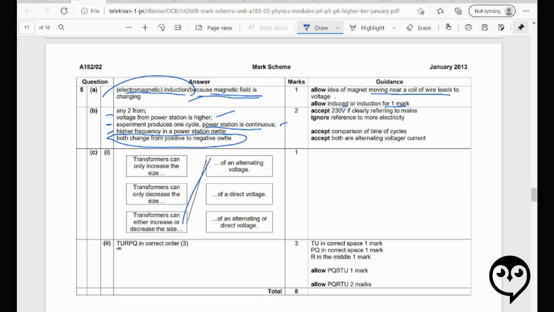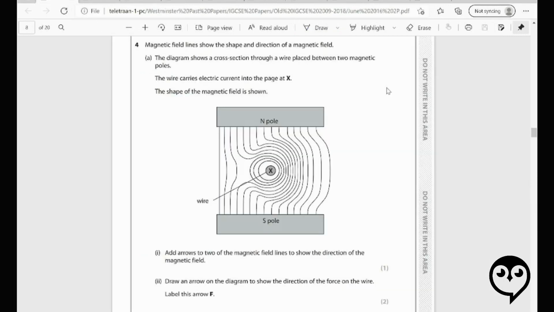Okay, and then we had T, U, R, P, Q, didn't we? We got them in the right order, and so you've got 3. You get 2 pairs, and then R by itself. These are some possible common answers. Next we've got an Edexcel June 2016 paper 2 here.